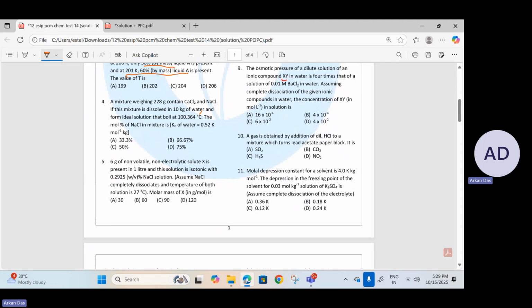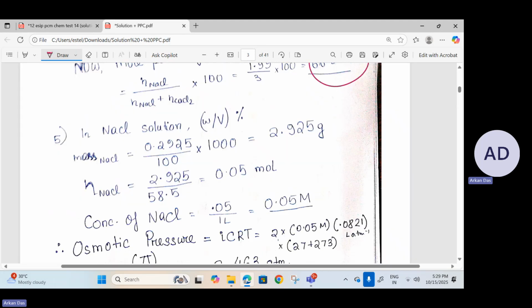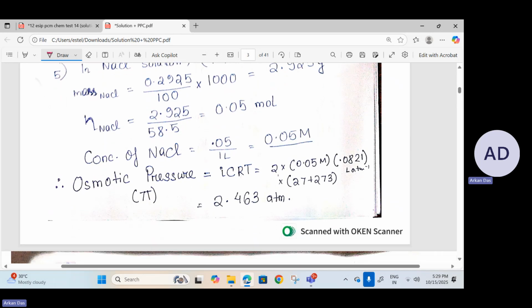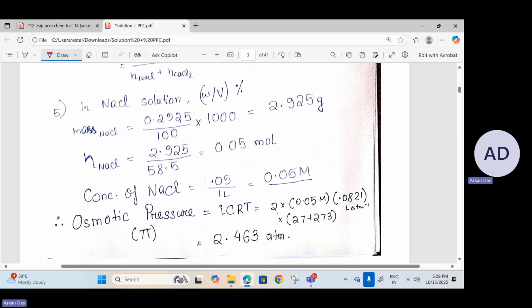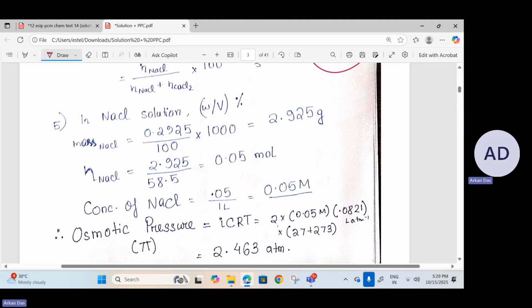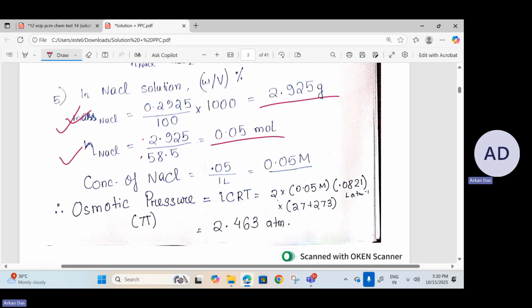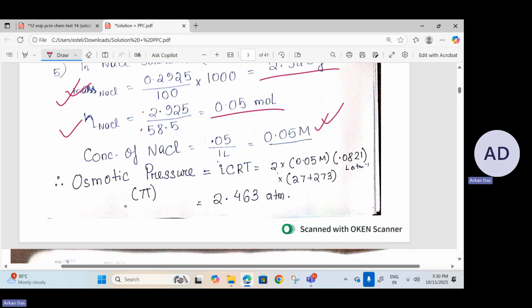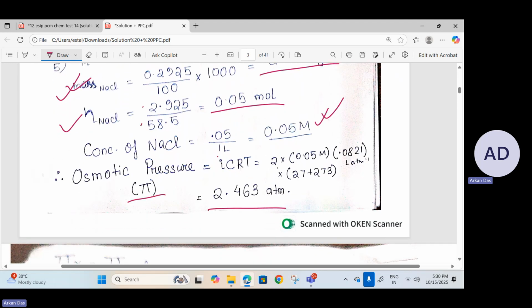I can easily find the equation of molarity as well as the concentration, R and T for the osmotic pressure, that is pi x equals i into Cx RT. That is, we can easily find out a relation of X. First of all, we'll go for the mass of NaCl, which is going to give me 2.925. Then the number of moles of NaCl can also be found, weight by molecular weight of NaCl. As soon as you go for concentration, already I've taken 1 liter, so it is going to be 0.05 molar. From here, you can easily find osmotic pressure, which is going to come as 2.463.